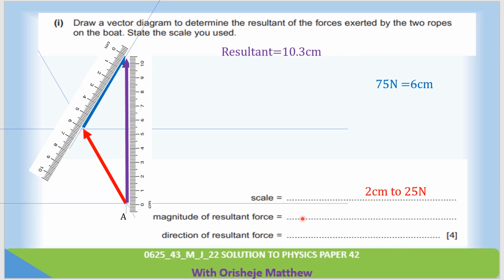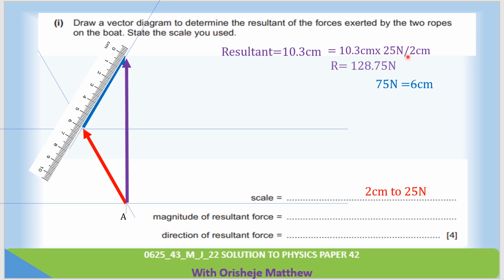So let's calculate the resultant force, that is the purple. So divide that. If you do that, that will give you 128.75 Newton. So that is approximately 130 Newton. So the direction, you see that is acting vertically. So 90 degree or 0 degree, or vertically. So that is the direction.